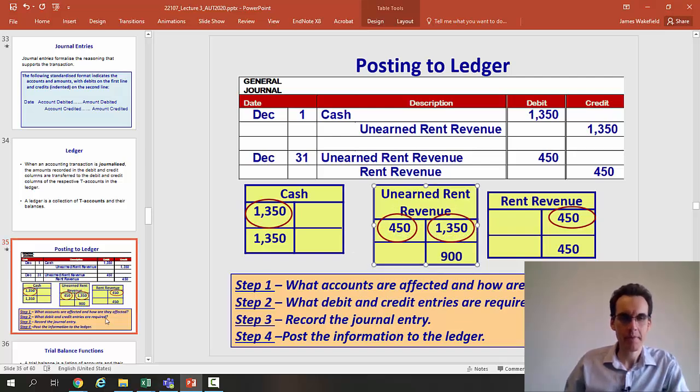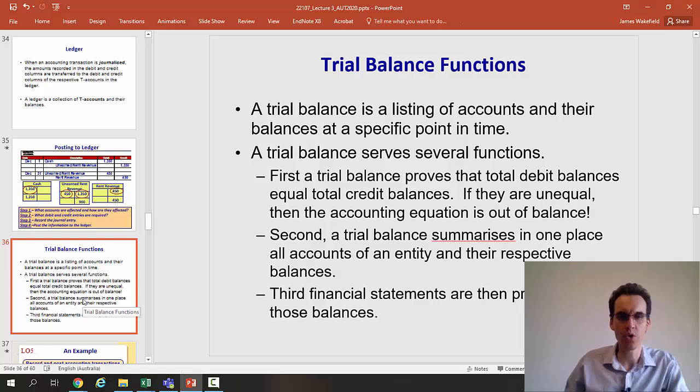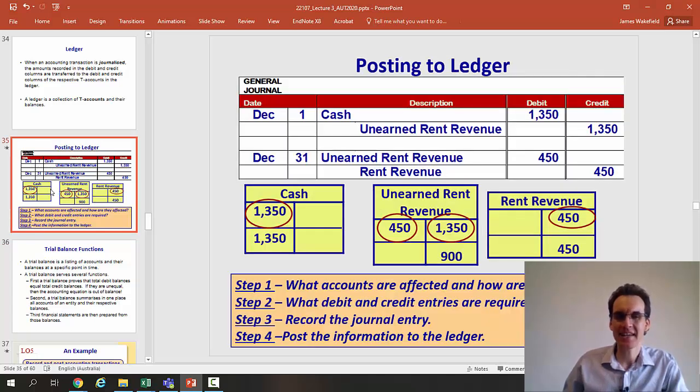Okay. Now, if we move on and we have a look at the trial balance, what is a trial balance? Well, all the trial balance does is it essentially lines up all the accounts that we have and sums them all together, right? So it looks at all the debit accounts, which are going to be asset accounts, and your expenses, and compares them to all your credit accounts, which are liabilities, equity, revenues.